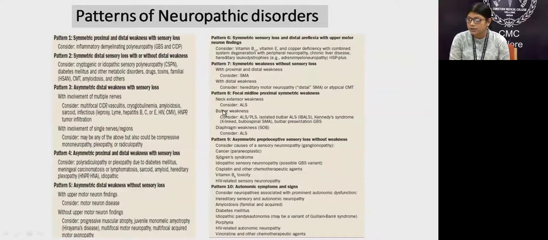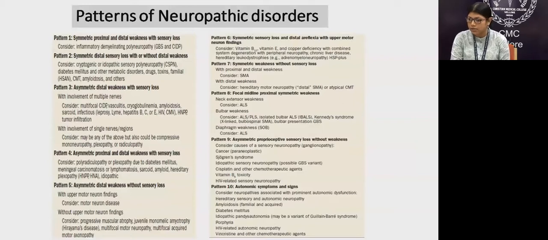The sixth pattern is symmetric sensory loss with distal areflexia with upper motor neuron findings. Now, this is myeloneuropathy, classically seen in vitamin B12 deficiency or subacute combined degeneration. Other deficiencies like vitamin E, copper deficiency, leukodystrophy, hereditary spastic paraparesis plus syndromes, they can present with both cord involvement as well as peripheral nerve involvement.